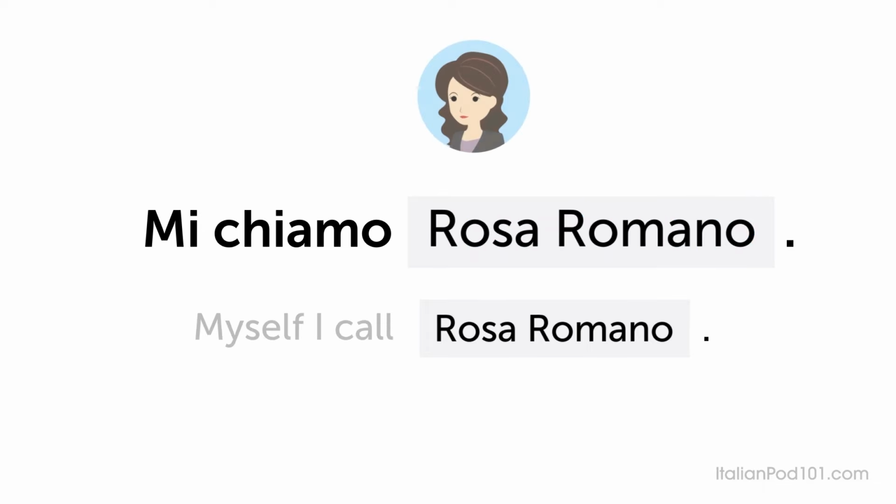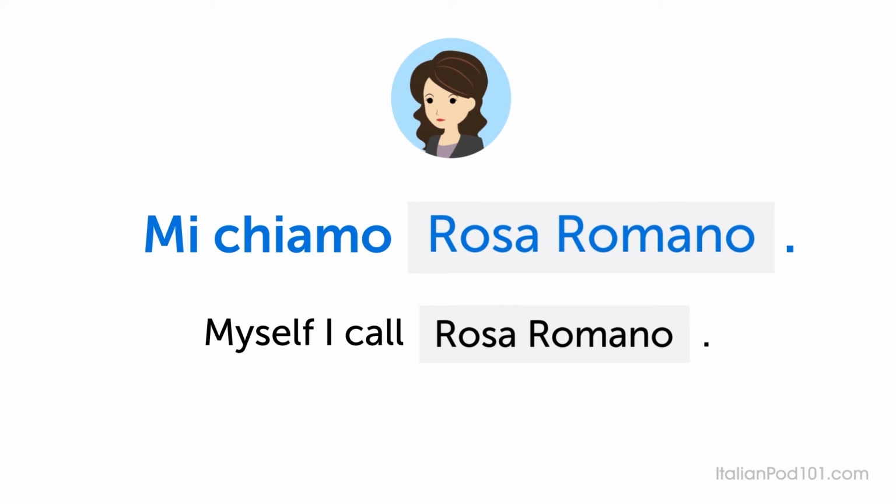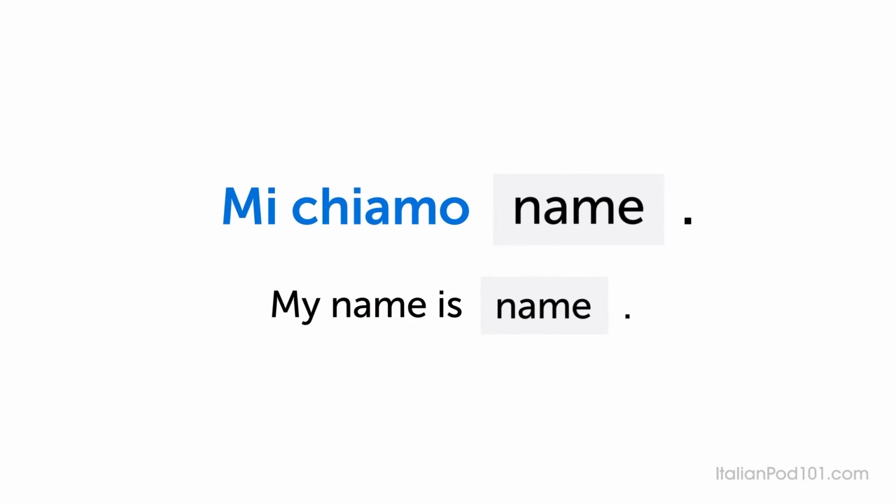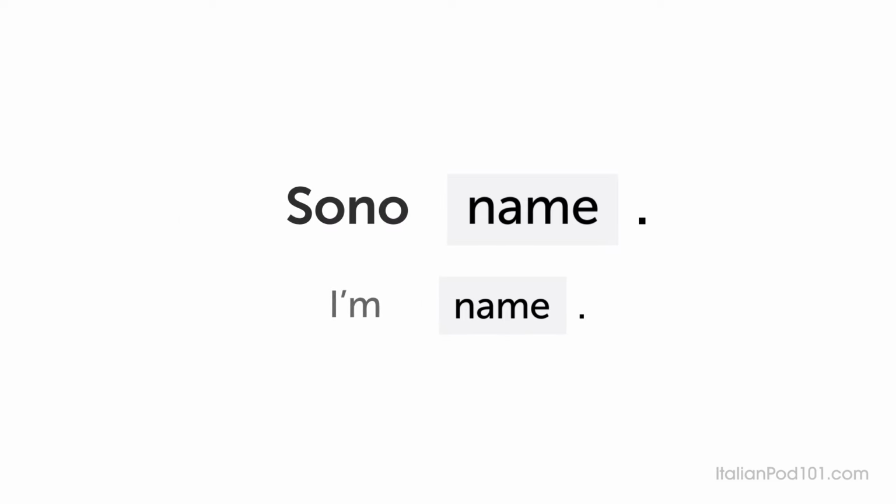Altogether, mi chiamo Rosa Romano. Literally, myself I call Rosa Romano, but it translates as my name is Rosa Romano. The pattern is mi chiamo, name. My name is, name. You should be aware of this pattern, but for this lesson, we'll use the pattern sono, name. I'm, name.